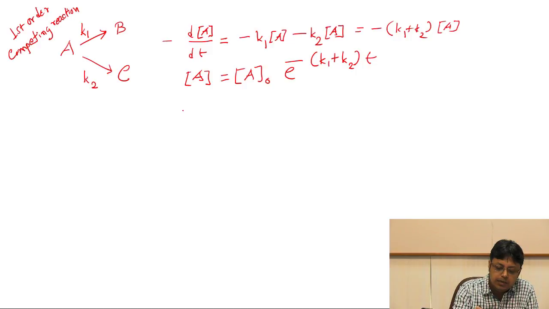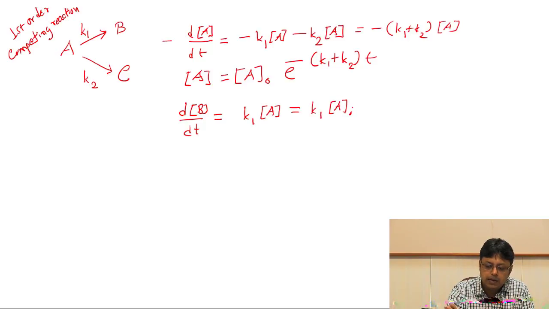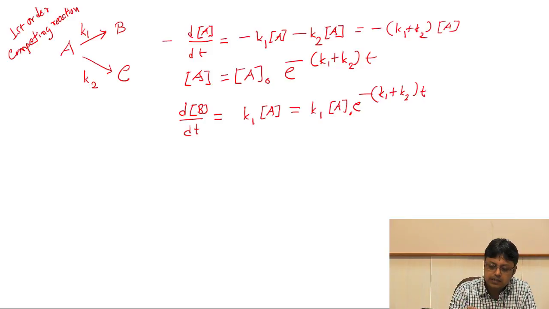Now dB/dt will be nothing but K1 times A, because B is formed from A with rate constant K1, and A we just solved. A is A0 times e to the power minus (K1 plus K2) times t. So you can easily integrate it.